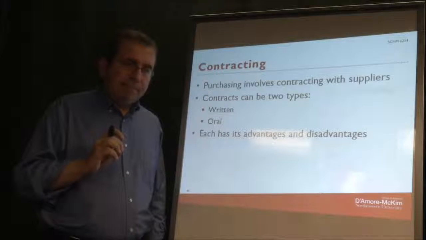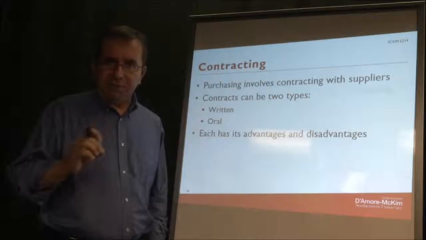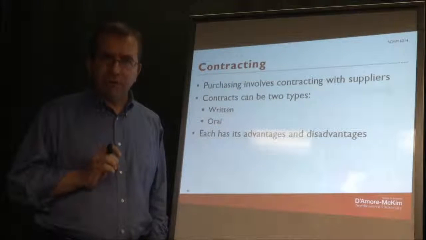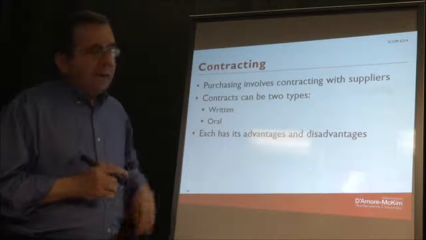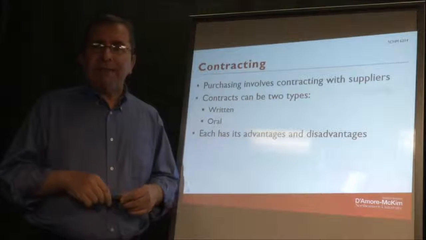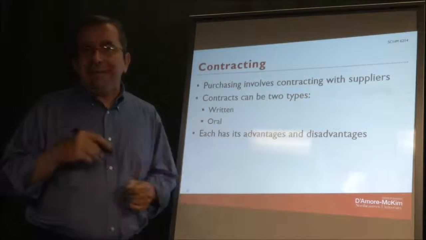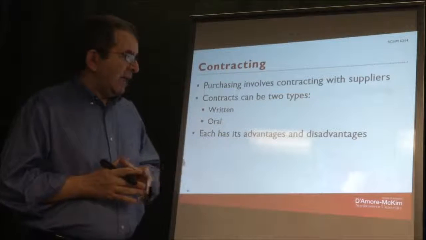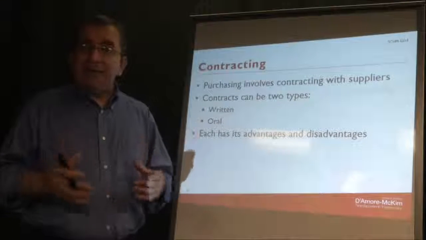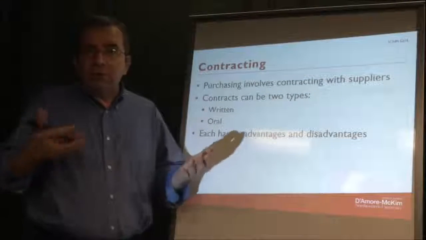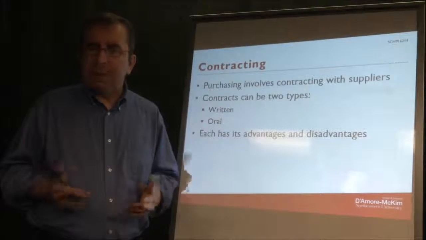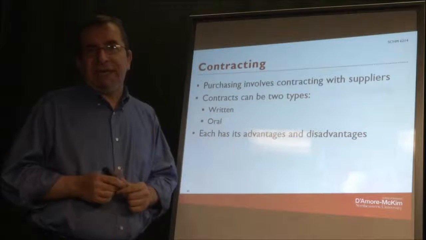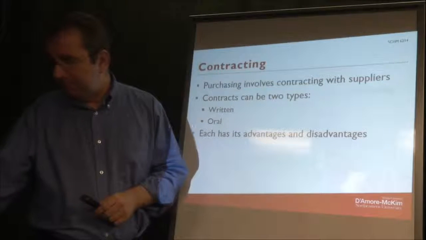Contracts are basically sales agreements. Every contract has two parties, at least two parties. Okay, and when you sign a contract, it doesn't always have to be in writing and on paper. You can have a written contract, and you can have an oral verbal contract. Okay, and both have their advantages and disadvantages.